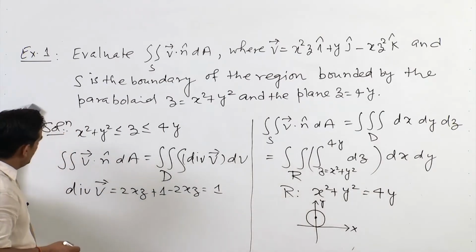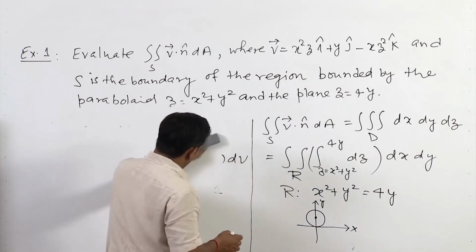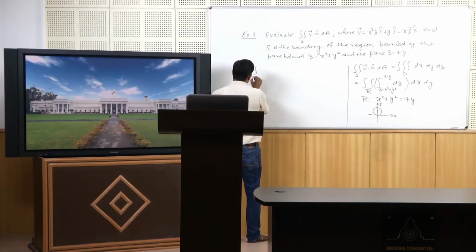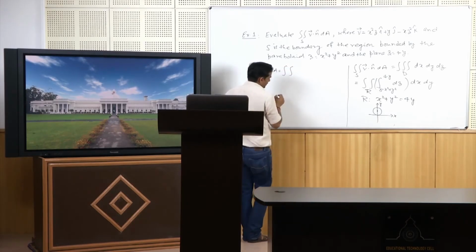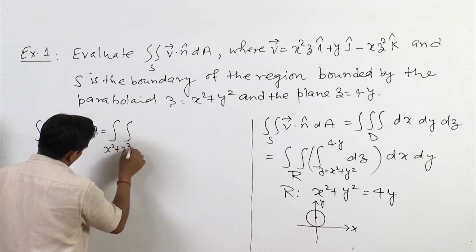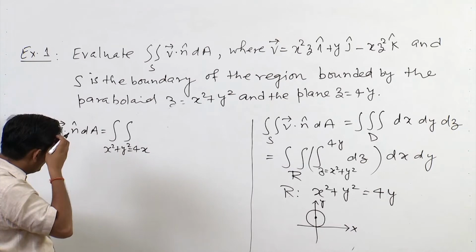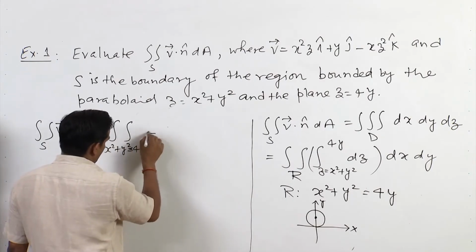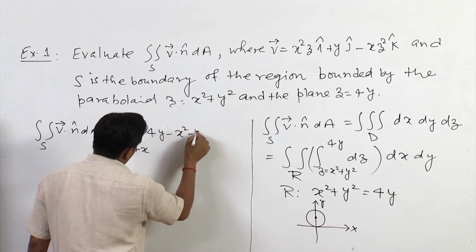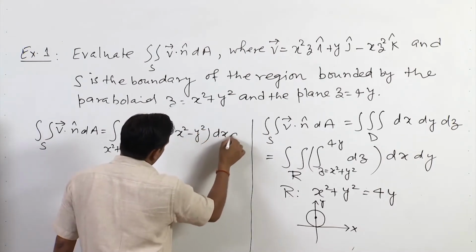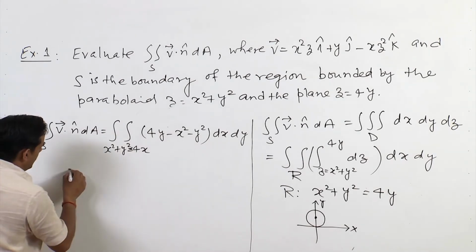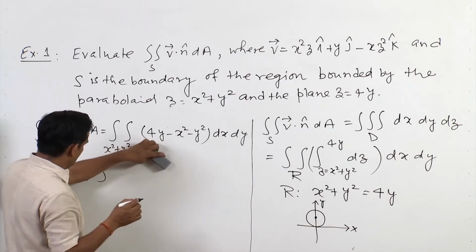So now my surface integral of V over the surface S becomes the integral over the region x square plus y square equals 4y, this region, and this will become (4y minus x square minus y square) dx dy. Okay. So here it is 4y.